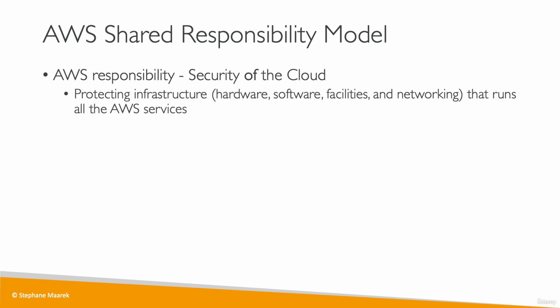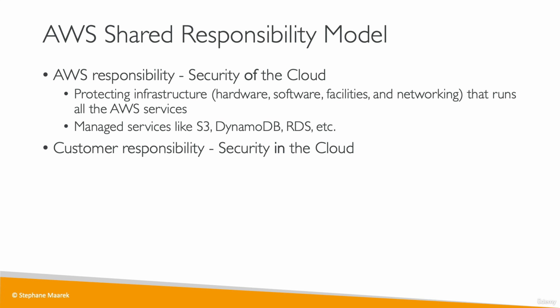That means that all the infrastructure that they provide to you, that includes the hardware, the software, facilities, networking, they have to protect it, because this infrastructure will run all the services that you are using on AWS. On top of it, any service that is managed by AWS, such as S3, DynamoDB, RDS, is the responsibility of AWS. But once they provide a service to you, then how you use that service is your responsibility.